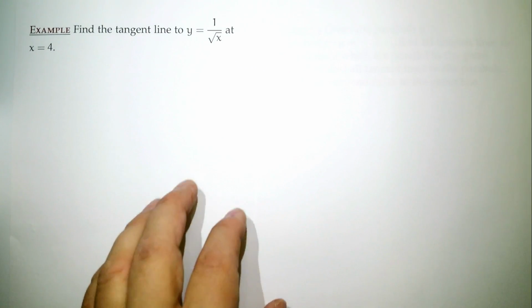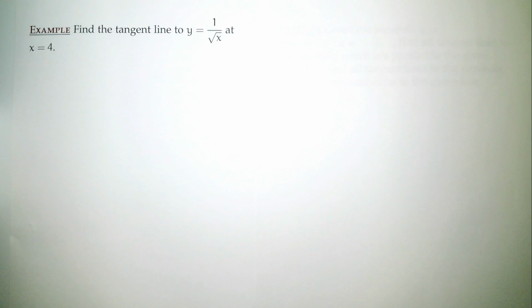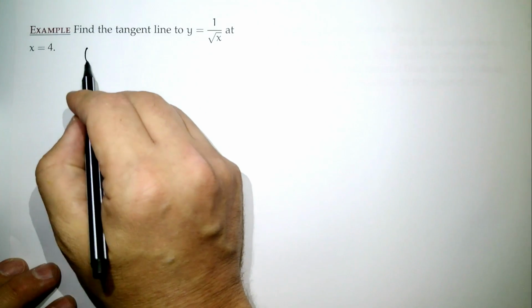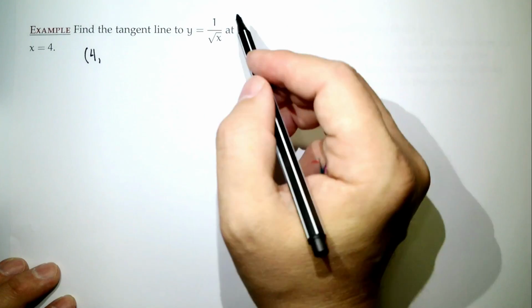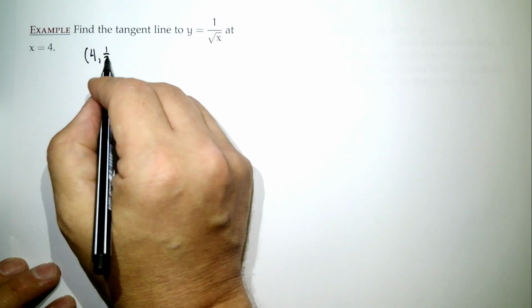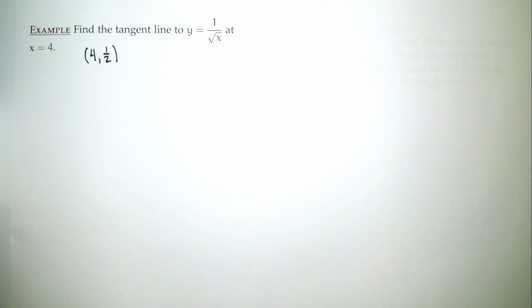Find the tangent line to y equals 1 over the square root of x at x equals 4. All right, well, this should be fun. So first off, let's talk about the point. How did we get the point? Yeah, we already have the x-coordinate. So for the y-coordinate, we plug it in. 1 over the square root of 4 is also known as 1 over 2, or a half. All right, what's next?